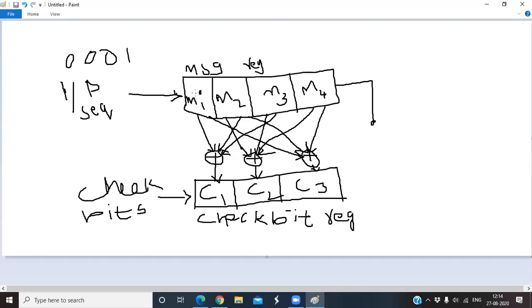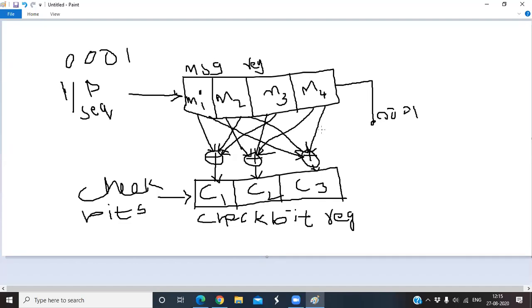Now after filling this, the check bits can be obtained with the help of the contents available in the shift register. Now C1 equals M1 XOR M2 XOR M3. Depending upon these bits, you will get the C1 value, C2 value, C3 value. After getting C1, C2, C3, now I want to shift the contents in the register, that is M1, M2, M3, M4. What bits are available here? 0, 0, 0, 1. That means here 0, 0, 0, 1 is available.